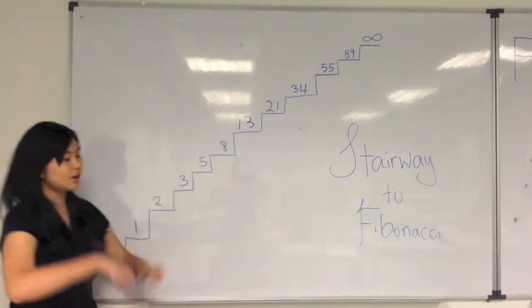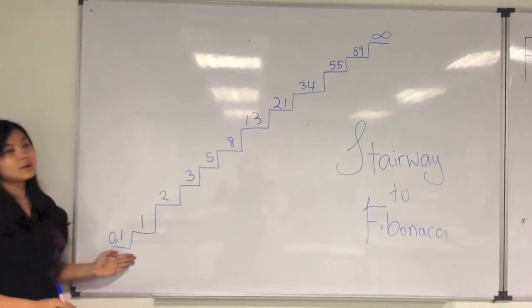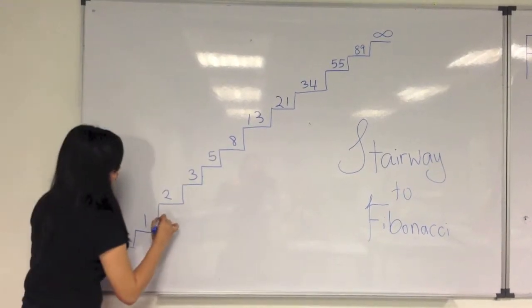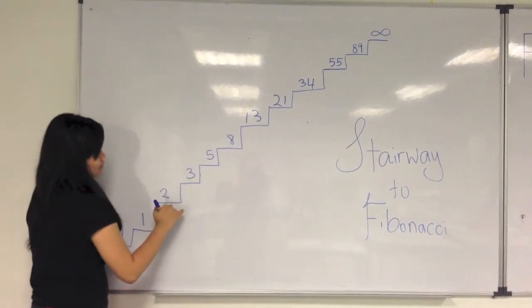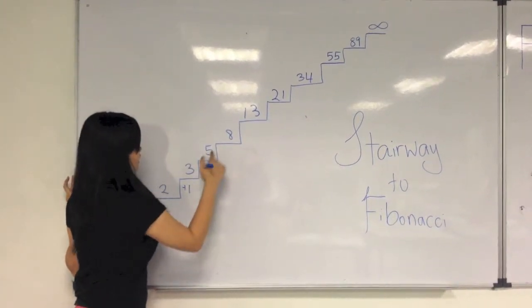So here is how it goes. Since you need two numbers to get a Fibonacci number, let's take 0 and 1. So 0 plus 1 is 1. Then you take the previous number, which was 1. So 1 plus 1 is 2. 2 plus 1 is 3. 3 plus 2 is 5.